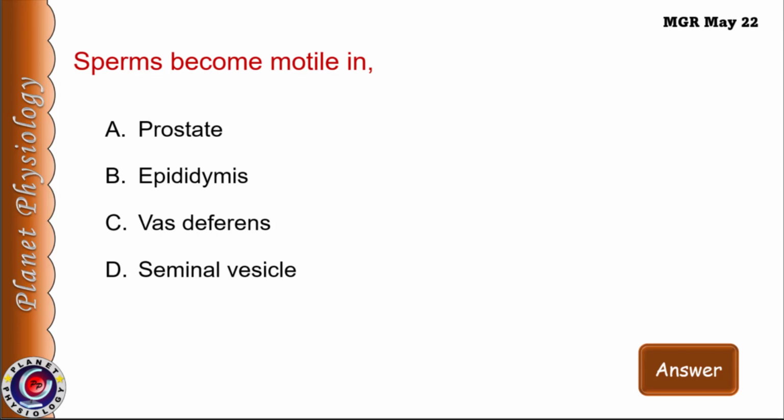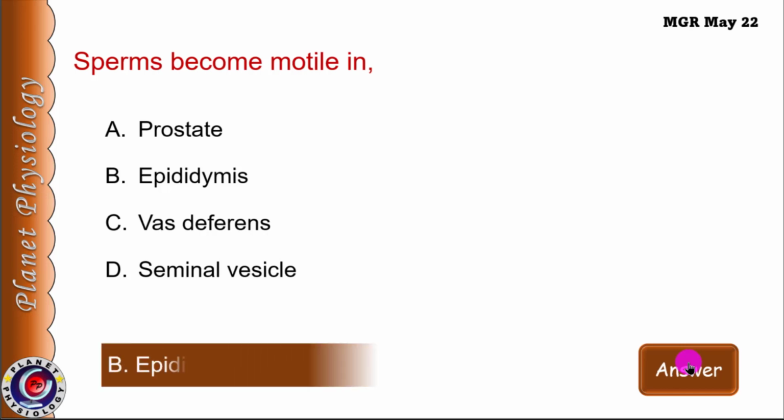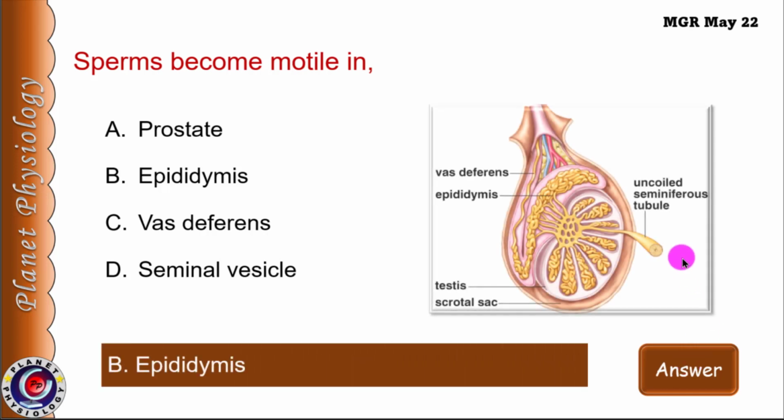Next question. Sperms become motile in A. Prostate, B. Epididymis, C. Vas deferens, and D. Seminal vesicle. Yes, the answer is B. Epididymis. However, at this point it is essential to note that even though sperms gain motility in epididymis, their motility is suppressed by several inhibitory proteins in the epididymal fluids as well as in vas deferens until after ejaculation.